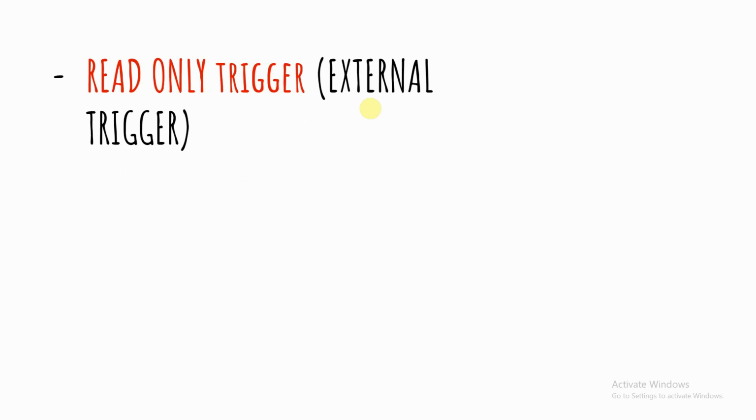Read only triggers are basically used with external triggers. So whenever we are reading a file, we are accessing a particular record. Suppose we are accessing all the records, so at every record the external read only trigger gets triggered.